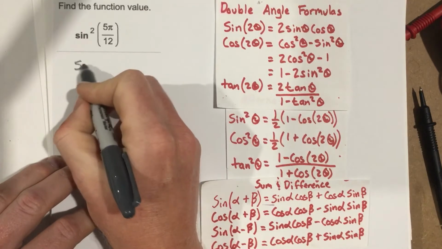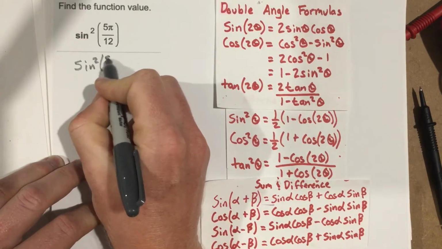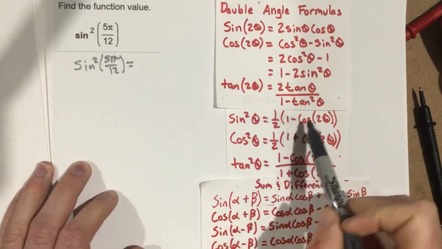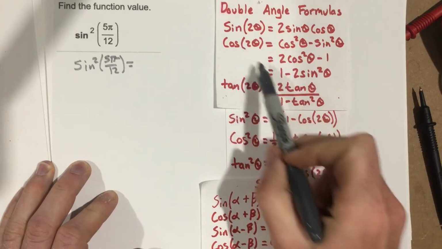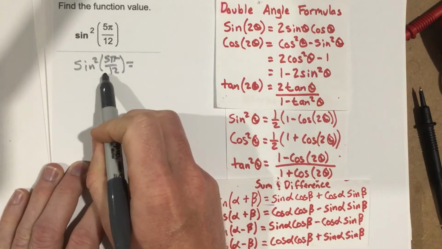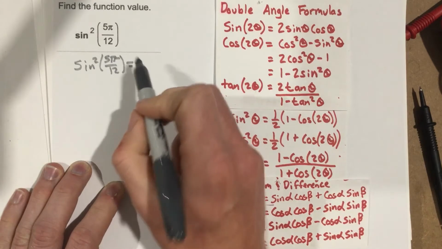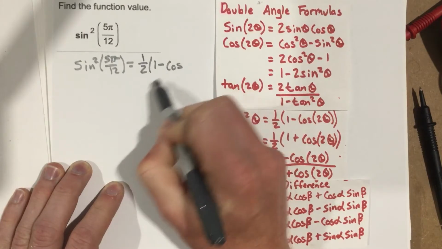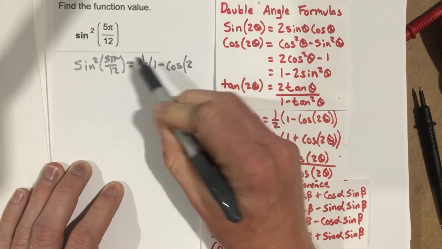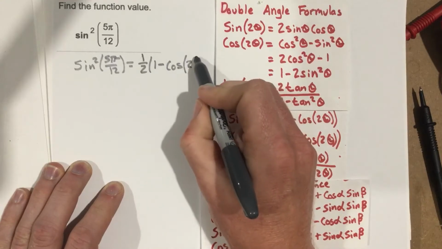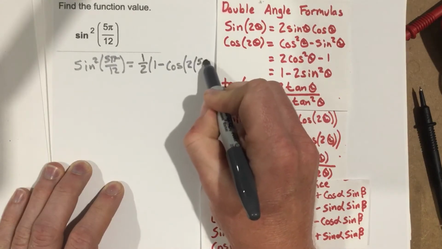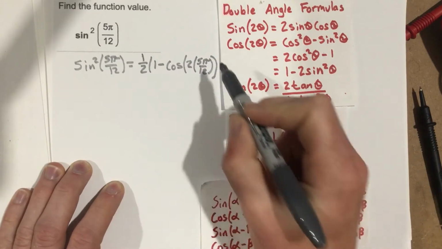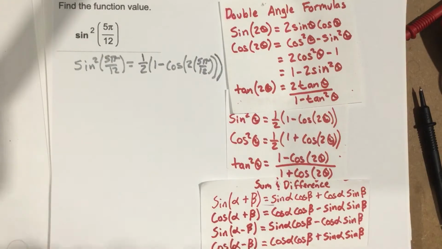So in our case, we'd have sine squared of 5 pi over 12 is equal to, and by the way, this formula is just the formula right here rearranged, 1/2 times (1 minus cosine of (2 times whatever my theta is, which is 5 pi over 12)). So I have 5 pi over 12 inside there as well. A lot going on there.